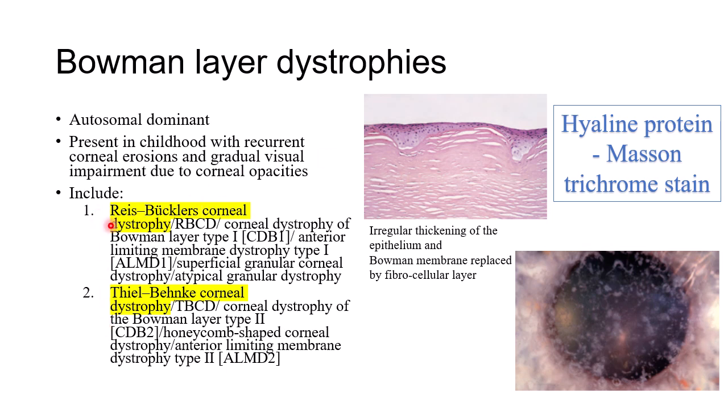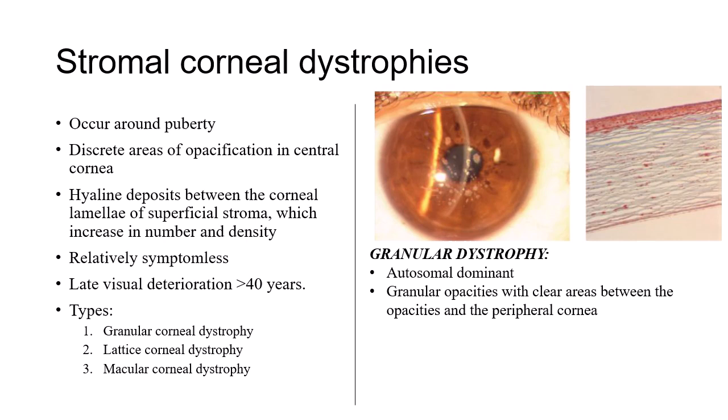Now, these are the two main dystrophies, and remember they have a number of synonyms. It is advisable to remember these synonyms. Remember, Reis-Bücklers is also known as atypical granular dystrophy. Coming on to stromal corneal dystrophies, these you have to know in a little bit of detail. There are three main dystrophies. They are also the most common type of dystrophies.